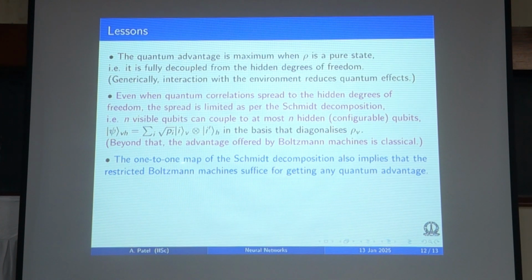And this 1:1 map also justifies these restricted Boltzmann machines because it's something in the visible layer and something in the hidden variable, which is what the restricted Boltzmann machine coupling was. Nothing more is needed. So there will be some restricted Boltzmann machine which will encode this Schmidt decomposition structure, and that is enough that it can get the quantum advantage. You don't need a general Boltzmann machine with complicated connectivity.